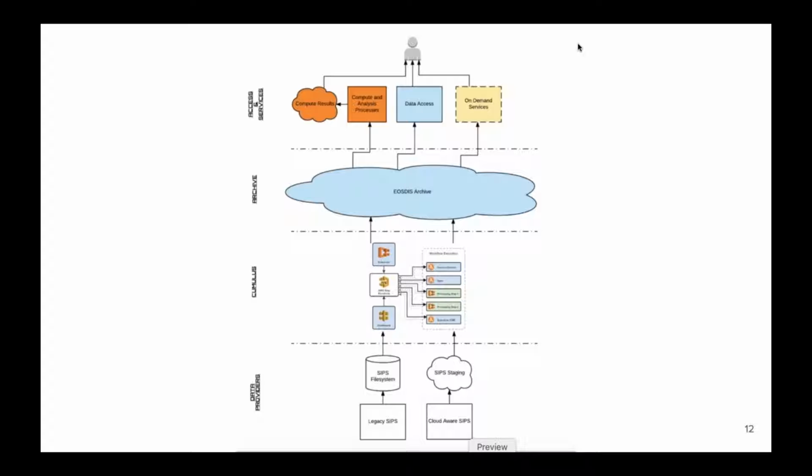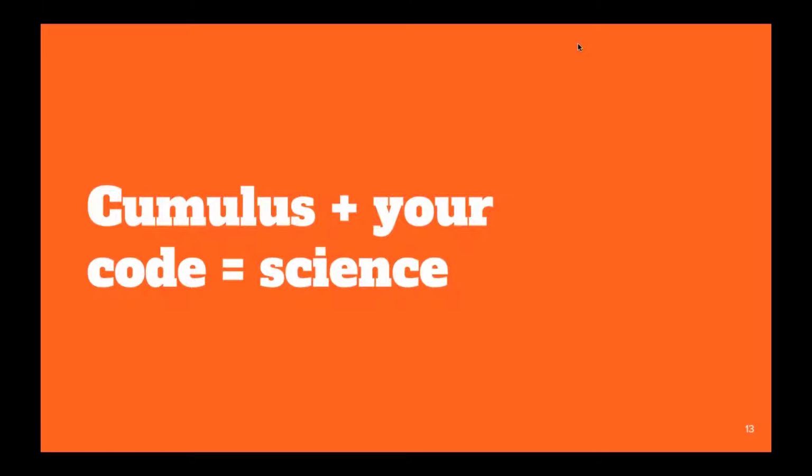But the real goal here is that we want science to start happening in the cloud. There have been presentations about Pangeo and other things, which are on the other side of the equation, where we're making it easier for you to do that processing once the data is in the cloud, but we need to get that data there in the first place. So that's part of the mission that Cumulus is aiming to fulfill.